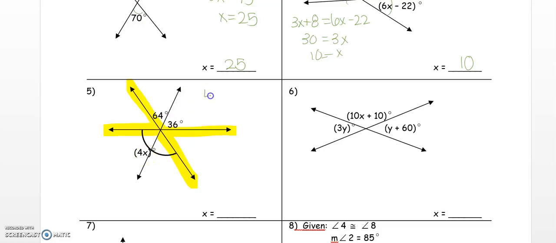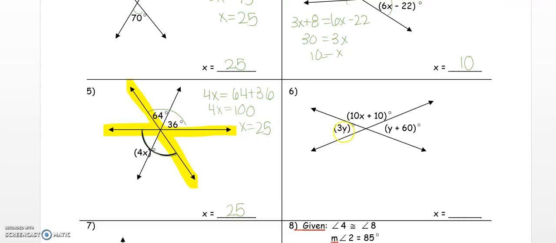So we have 4x is equal to 64 plus 36, again because they are opposite each other and they're formed by these 2 straight lines. Okay, we continue to solve. We get x is equal to 25. Okay, that's that. For number 6, we do have a little bit more complicated of a diagram. So let's take a look.